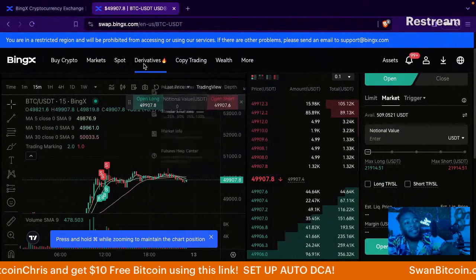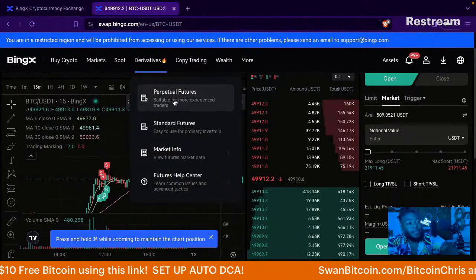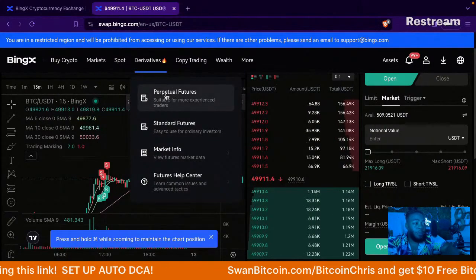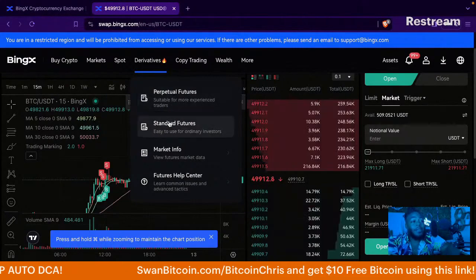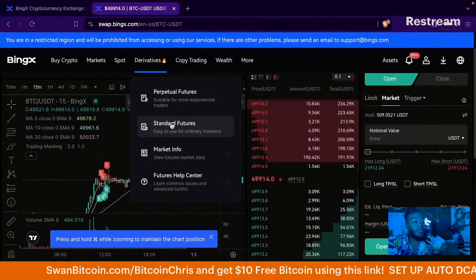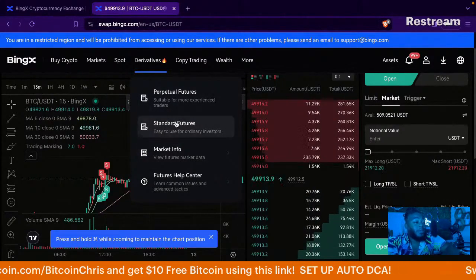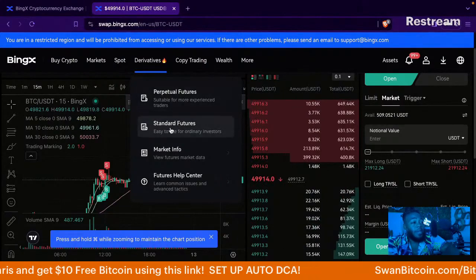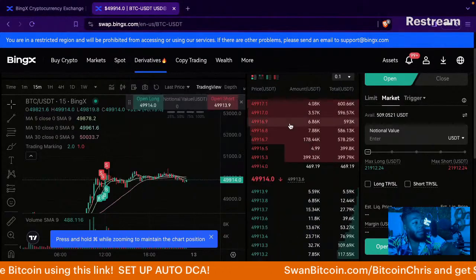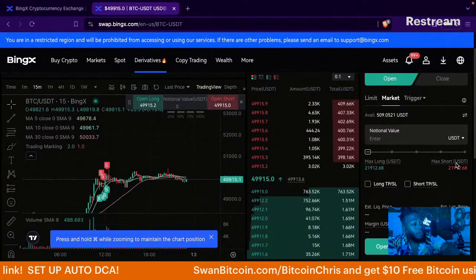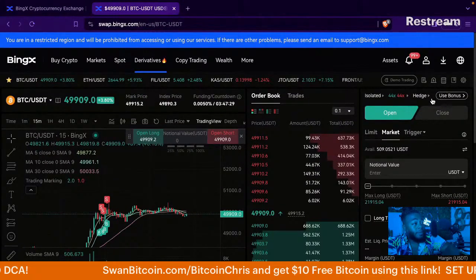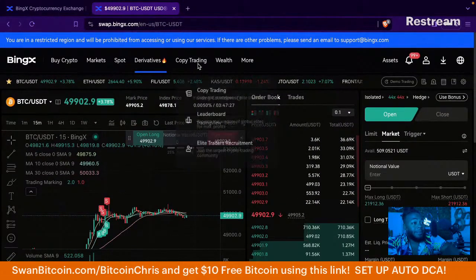Perfect. Once you're inside, you're going to do derivatives, and then you're going to go to perpetual futures. You also have standard futures. This one is a little bit easier to use. I use perps, and I use both actually. And then you can also trade in Bitcoin and you can trade in USDT.